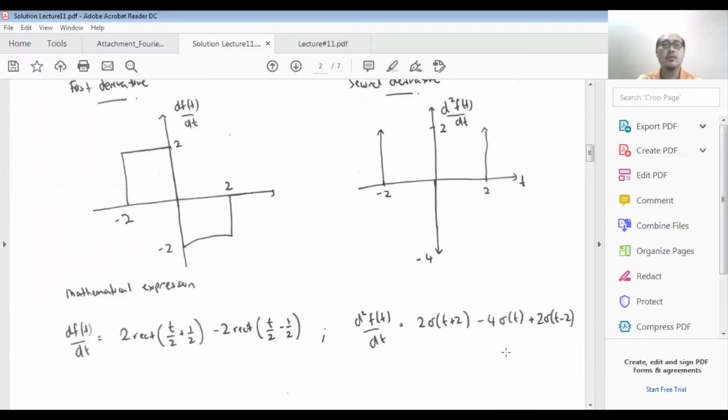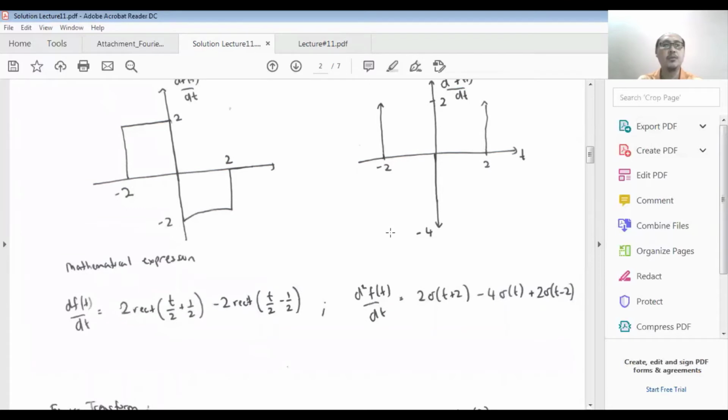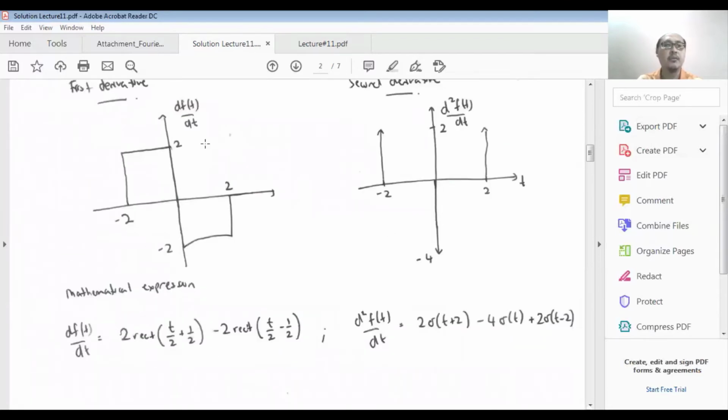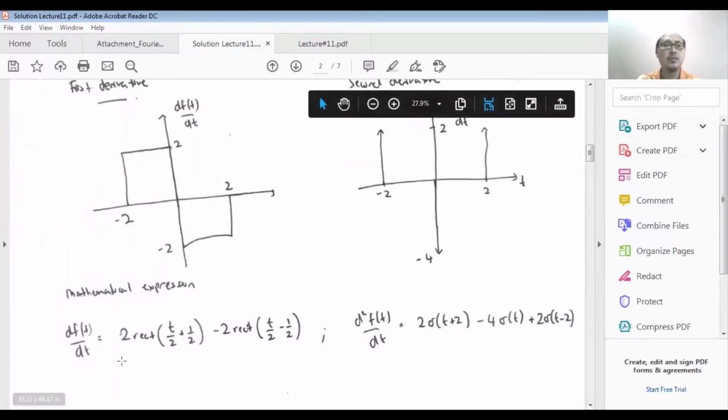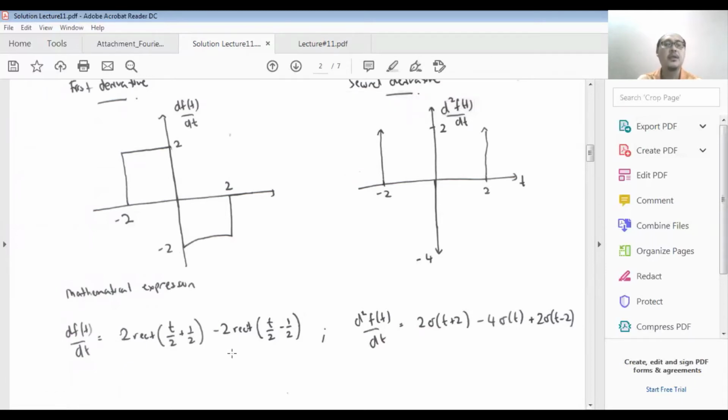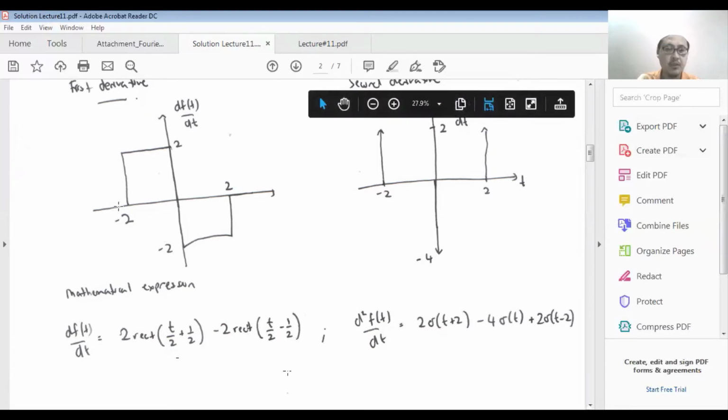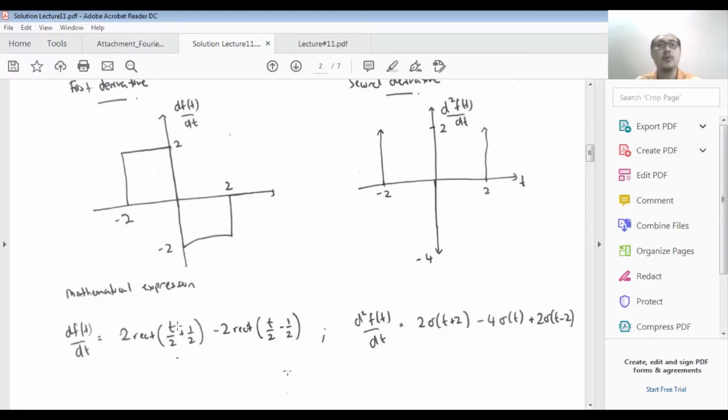The mathematical expression for the first one should be 2 rect of (t plus 2) plus half. And for the second one, it should be negative 2 rect of (t over 2 minus half). I hope you can work out how we obtain this expression for the first order differentiation. I'll leave this for you to explore on your own.